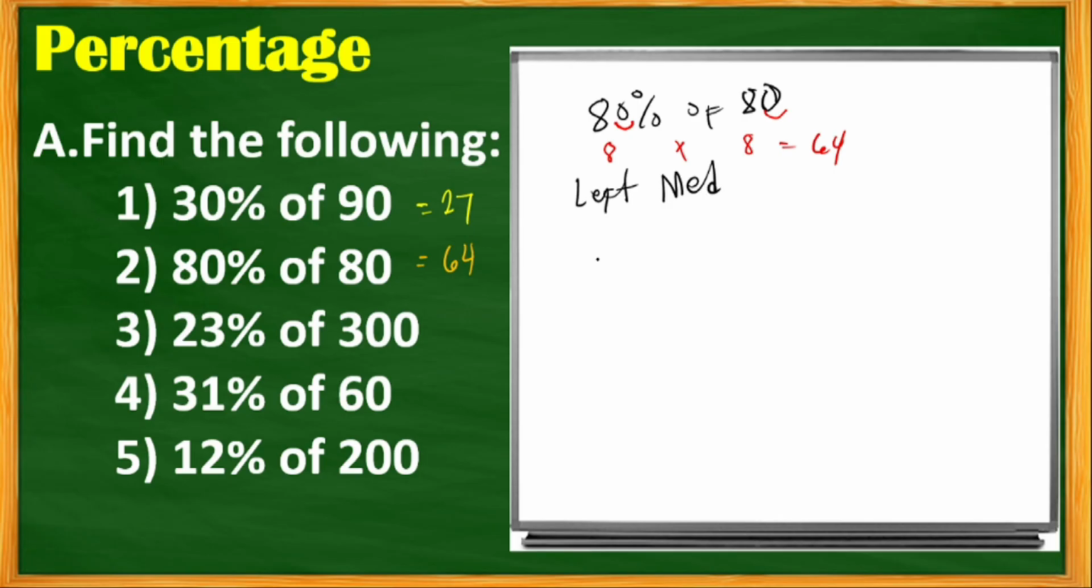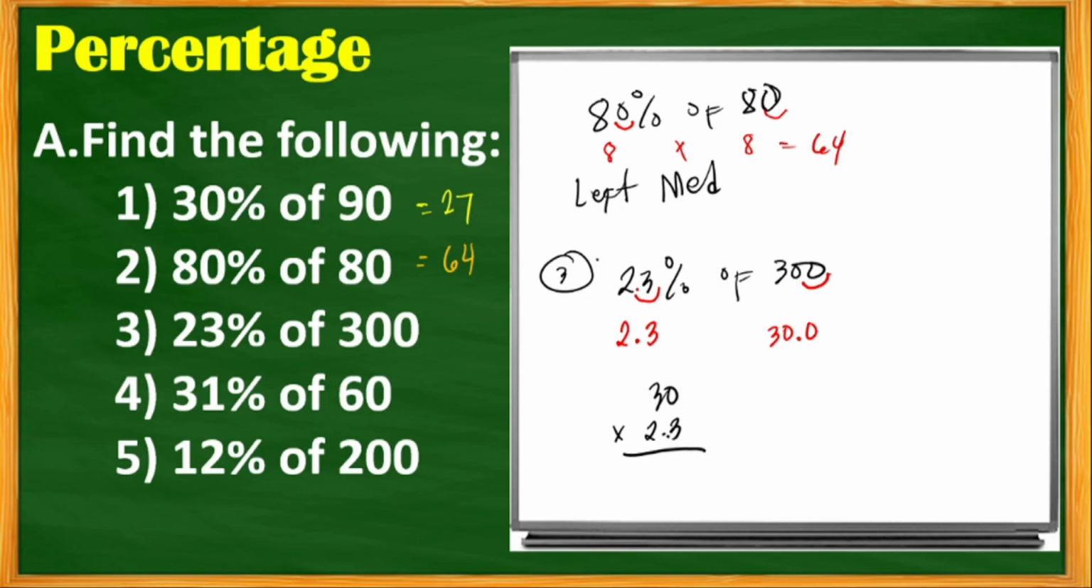We have number 3. 23% of 300. Move the decimal point 1 place. It becomes 2 and 3/10. And then this one, move the decimal point 1 place, it becomes 30.0. So just multiply these two numbers. 30 multiplied by 2 and 3 tenths. 3 times 0 is 0. 3 times 3 is 9. 2 times 0 is 0. 2 times 3 is 6. You just add 0, 9, and 6. Count the number of decimals. We have 1. So the answer is 69.